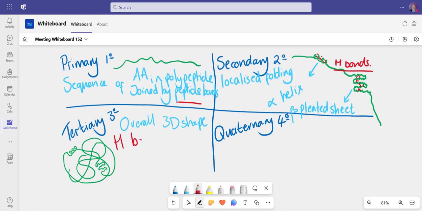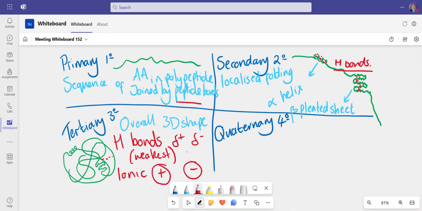So hydrogen bonds will form between any part of the molecule where you've got slight positive and slight negative, and you'll get a hydrogen bond. We usually draw hydrogen bonds as dotted lines as they are the weakest type of bond. Then you get ionic bonds. Ionic bonds form between parts that are totally positive and totally negative, not slightly positive and slightly negative, but totally positive and negative. And we draw those as a single line because they've got the middle strength.